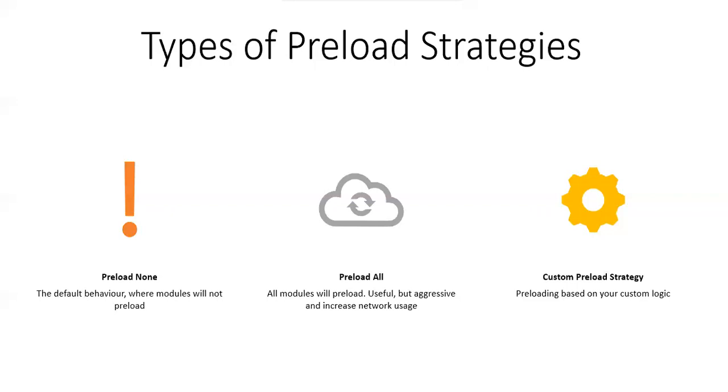The third one is a custom preload strategy. We build our preloading strategy based on our custom logic. Maybe we can specify to load particular modules, or load these modules after a few seconds. Those kinds of custom preload strategies can be designed. So basically we have these three types of preload strategy. First one is none. Second one is all. It's an all or none concept. Third one is creating custom logic.